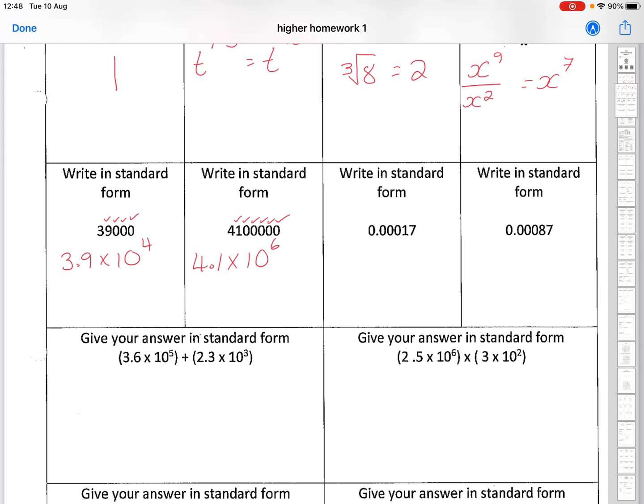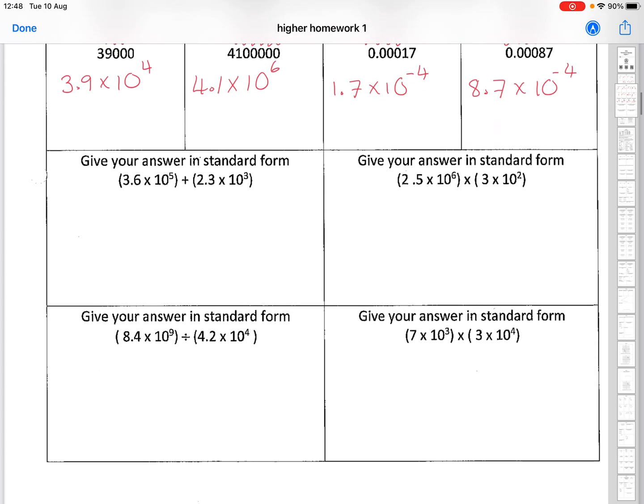Next one, this is a small number, so it's going to be to the power of a minus, so we've got 1.7 times 10 to the minus, and you can count the zeros for this one, so 1, 2, 3, 4, and 8.7 times 10 to the minus 1, 2, 3, 4 again.